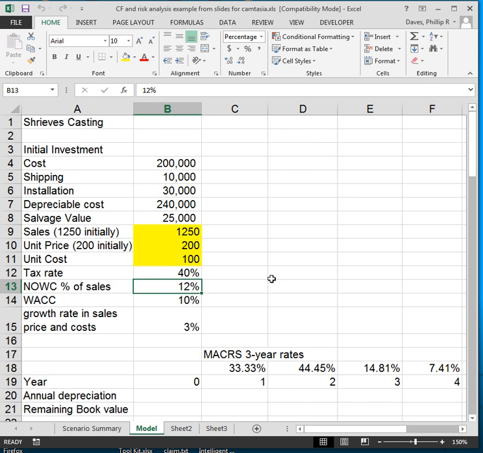So net operating working capital that must be on hand at the beginning of every year is 12% of the sales you're expecting to make during that year. Weighted average cost of capital is 10%, and we have an inflation rate of 3%, which applies both to the unit selling price and the unit cost.